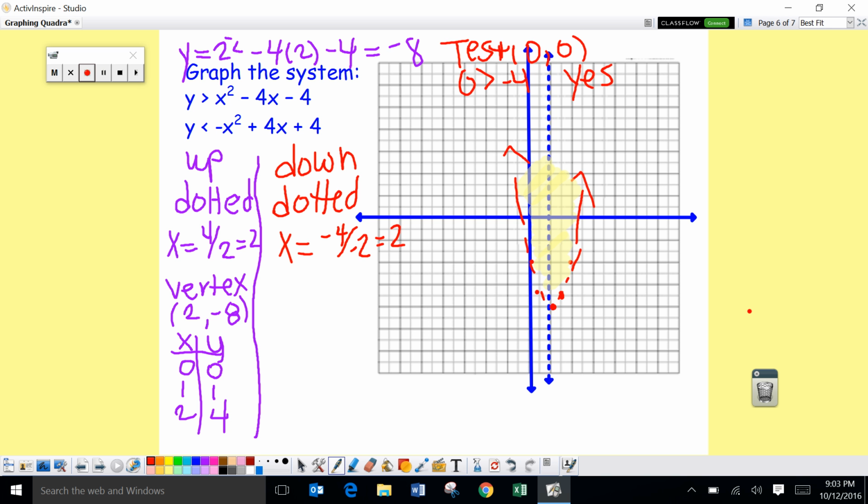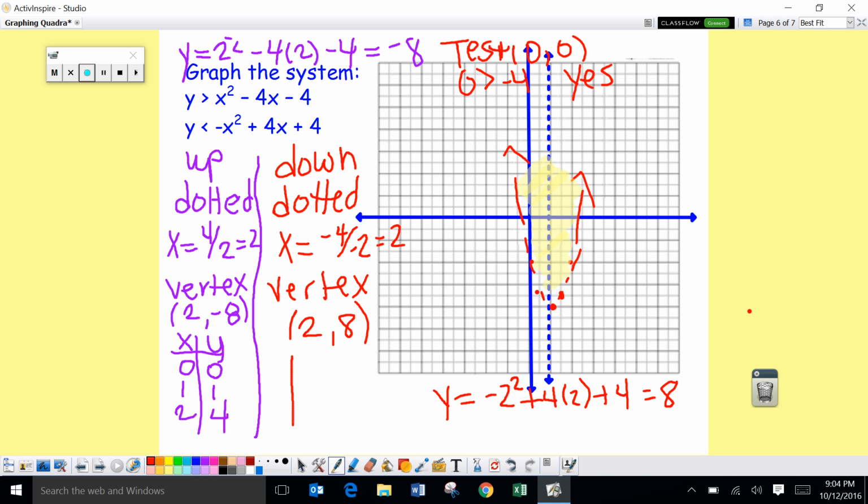I'll go down here and I'll plug that in. So I have y, and I'll change it to equals, negative, and I'll plug the 2 in, squared, plus 4 times 2 plus 4. Negative 2 squared is 4 times negative would be negative. So negative 4 plus 8 is 4, and 4 plus 4 is 8. So my vertex for this particular parabola is going to be at 2, 8.